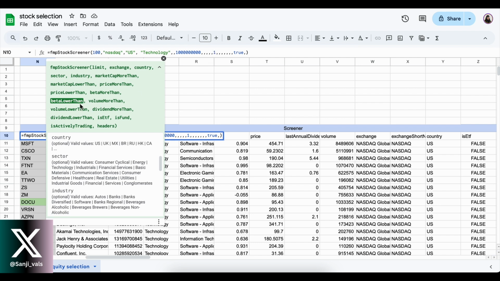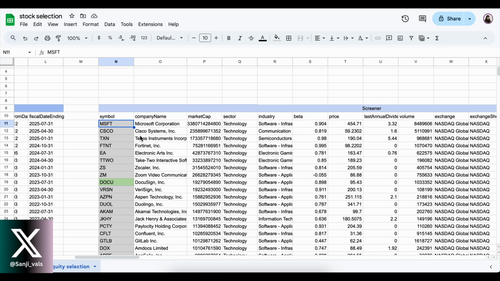Beta shows the risk of your stock compared to the market. In our case, the market is the S&P 500 index because we are focused on the US exchange, and a beta of 1 means that the stock is as risky as the market. So for example, a beta of 2 means that the stock is 2 times more volatile than the market. Then other fields I'm leaving blank, and here is actively trading. I'm putting true to filter the stocks that are actively trading.